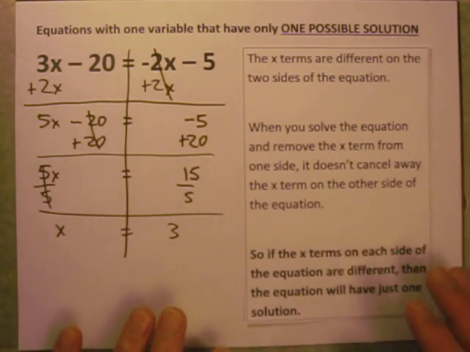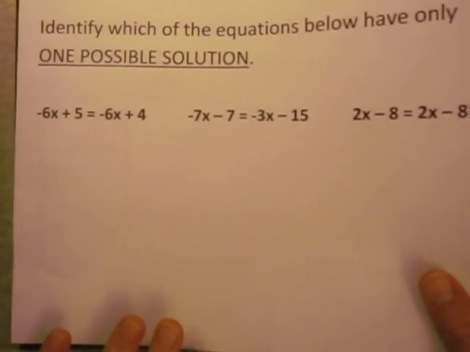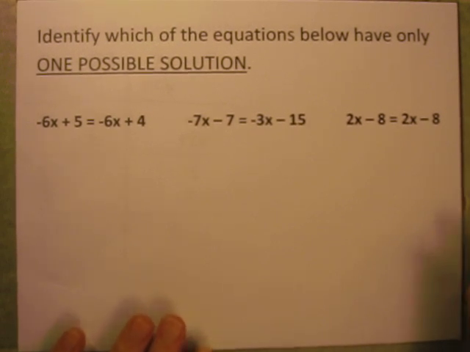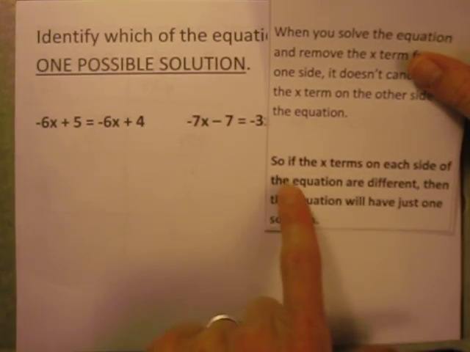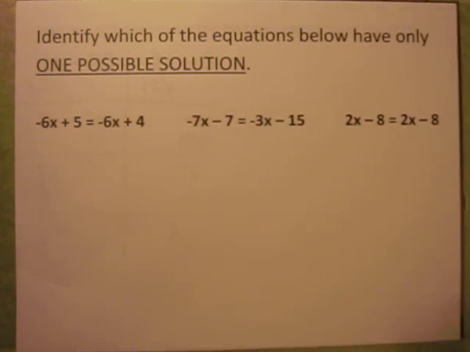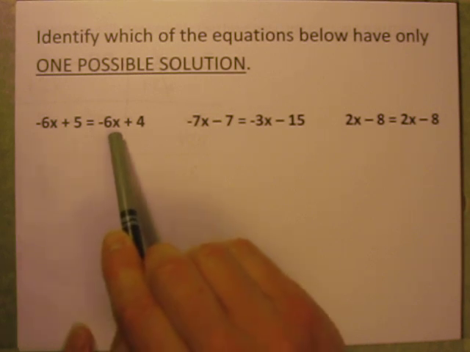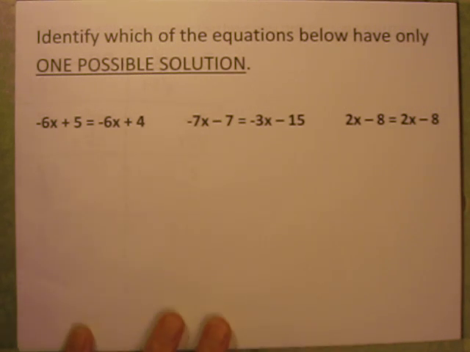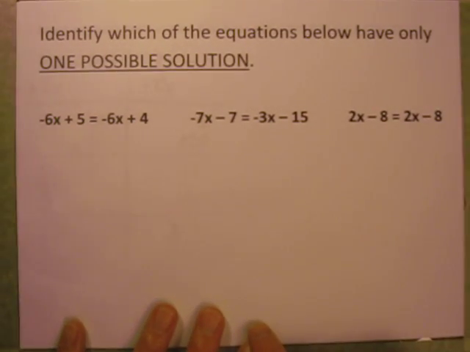So the last thing I'd like to do is look at a couple of examples of equations. Can we just look at these equations and identify which ones will only have one possible solution? Remembering what we just said, we're looking for equations where the x terms on each side of the equation are different. So, first equation here, negative 6x, negative 6x. There's going to be something kind of weird about that equation. And so that one is not going to have just one solution.